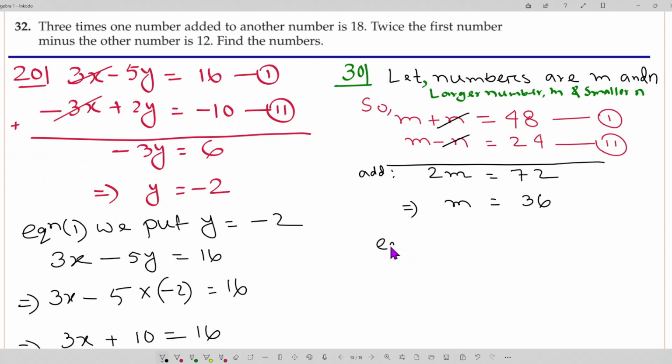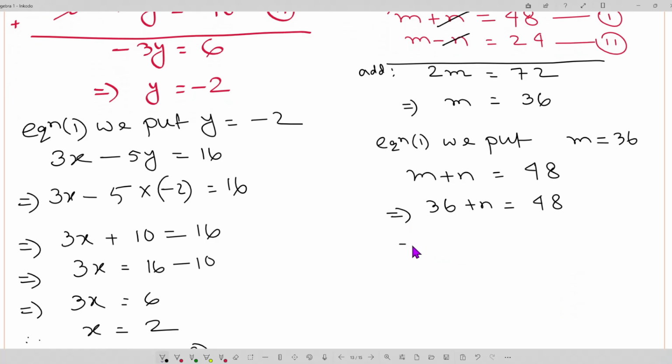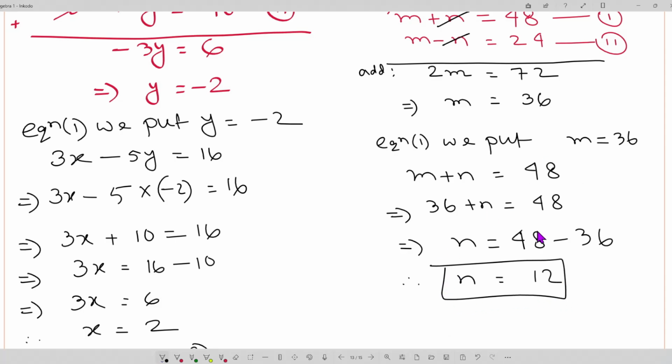Equation 1, we put m equals 36, right? So we get m plus n equals 48. Then m means 36 plus n equals 48. Now n equals 48 minus 36, so n equals 12. Okay, so very simple. Now let's check.